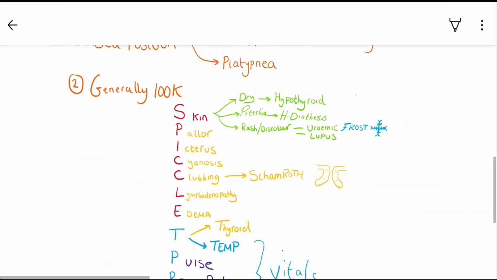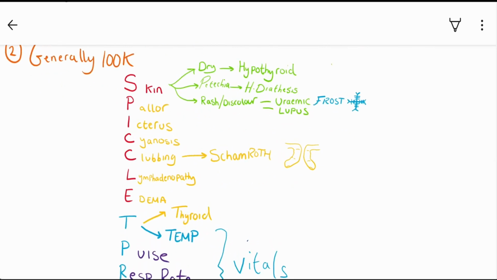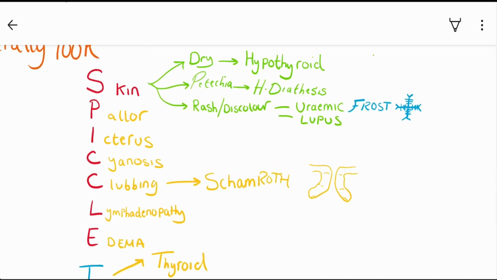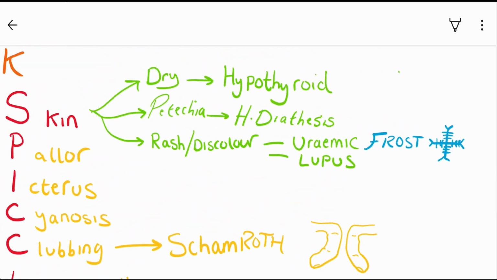Now, how does a patient generally look? SPICKLE T PURE is your mnemonic. SPICKLE T PURE, S for skin. Now, could be many different problems. Okay. So I've given you some examples. It could be dry. Alternatively, yes, it could be wet. But if you see dryness, you could be thinking of hypothyroidism.